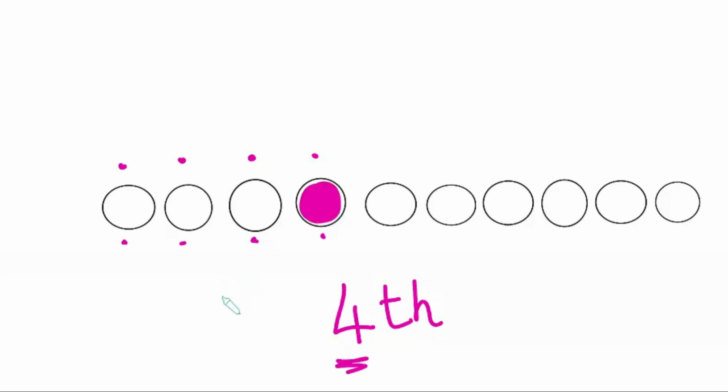Shall we do the 4th circle? Where is the 4th circle? There's a little clue, the 4th circle is in position number 4. Let's find position number 4 together. We can count 1, 2, 3, 4, or we can say first, second, third, fourth. We should land on the same number or the same place, because remember, ordinal numbers show us what position or order something is in. So this one is our 4th circle.